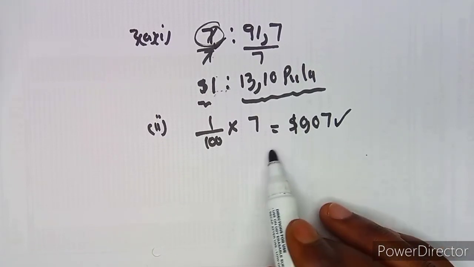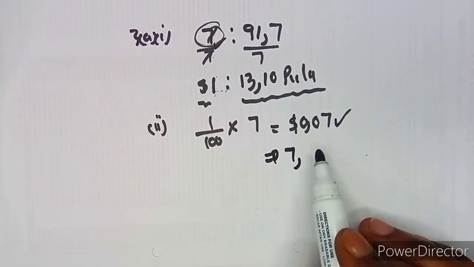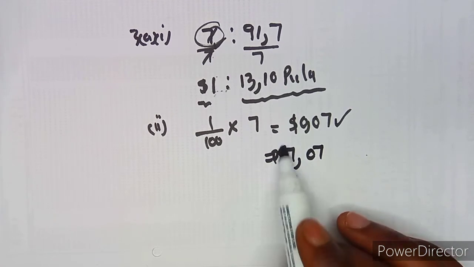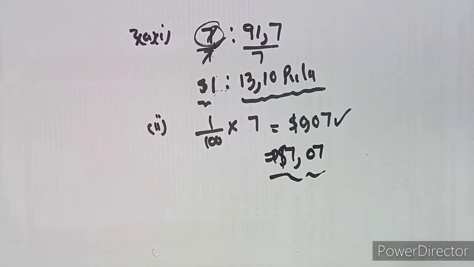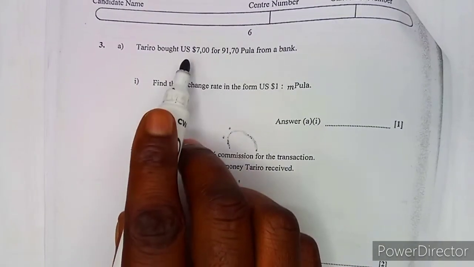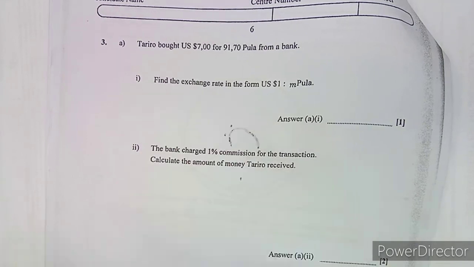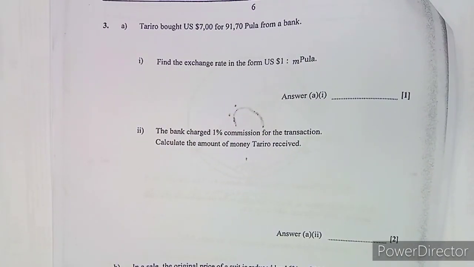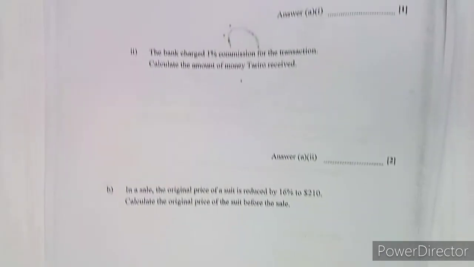So if we add $7, the total amount is going to be $7.07. This is the amount that she received in dollars from the commission, because take note, this is what she bought. So she is now having US dollars instead of the pula that she was using. She is now having US dollars like that.